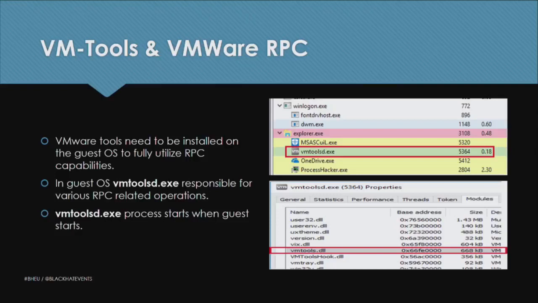So most of these features actually need smooth communication between guest and host. So VM Tools makes use of the RPC channel to enable many of these features in the guest operating system. Once you install VM Tools, what you see is a new process that gets started every time the guest boots up. The process name is vmtoolsd.exe. This process is responsible for interacting with the RPC channel and doing the work that VM Tools brings.